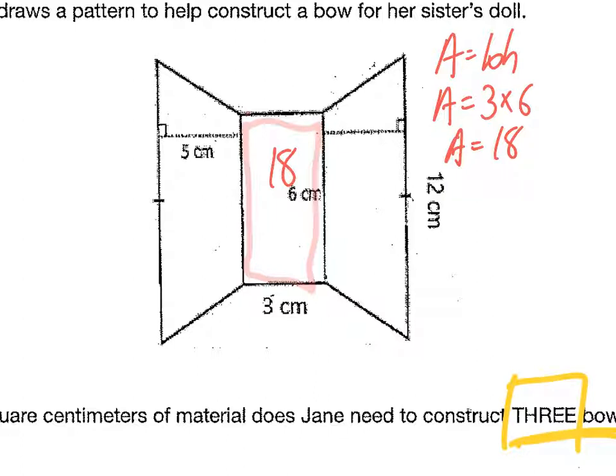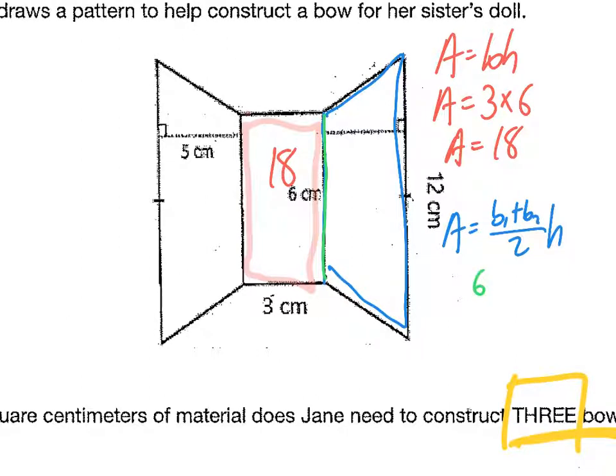Now I've got 2 trapezoids that are the same thing, so this might not be too bad. So I'm going to worry about that trapezoid right there, and I'm going to double that answer so I can have both of them. So area of a trapezoid is base 1 plus base 2 divided by 2 times the height. Base 1, I'm going to call this 6 centimeters here. So I've got 6 centimeters plus my base 2, which I'm going to call this 12 right here. I still have to divide that by 2.